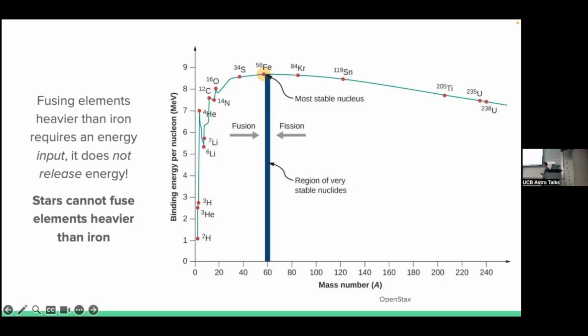And so that's why we have nuclear fission, which is the opposite direction, where we break up those atoms. Those are uranium nuclear reactors. It's fission. We're splitting apart those atoms. It's releasing energy because it's going towards iron.